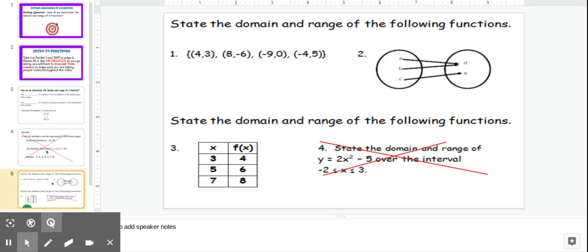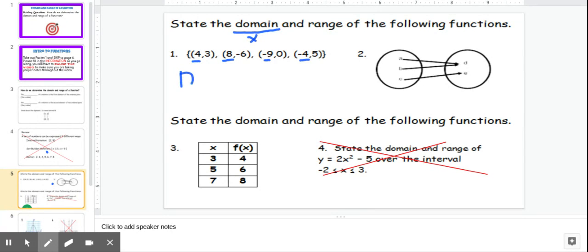We're going to look at number 1. It says state the domain and range of the following functions. Technically, when you're looking for the domain, all you're going to do is look for the x values. So we're going to underline our x values and list them. If there's repeating numbers, we're just going to write it once. I'm going to use D for domain. I use my squiggly brackets, and I'm going to start with the lowest number, which would be -9. Then I'm going to go to -4, and then write 4 and then 8. So I'm writing my numbers from least to greatest.